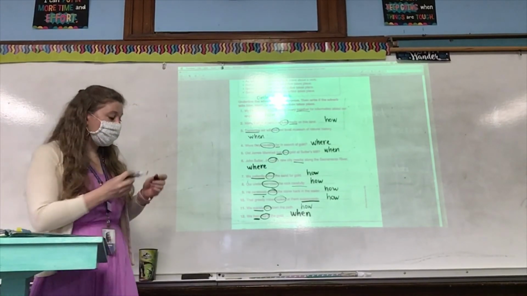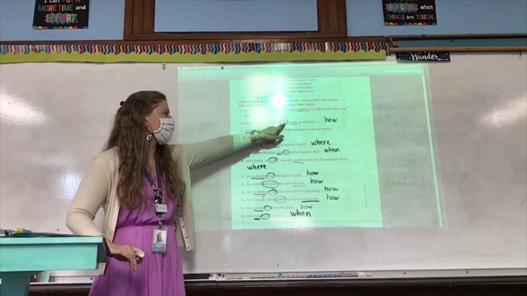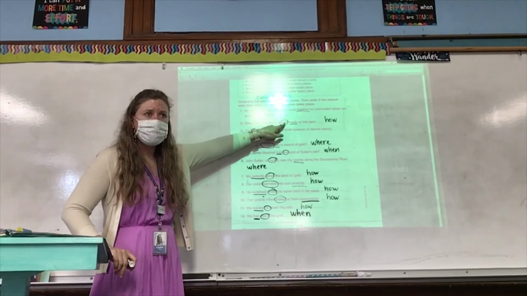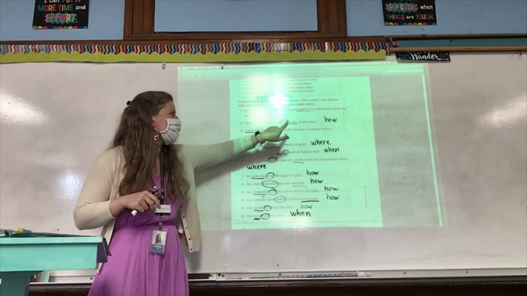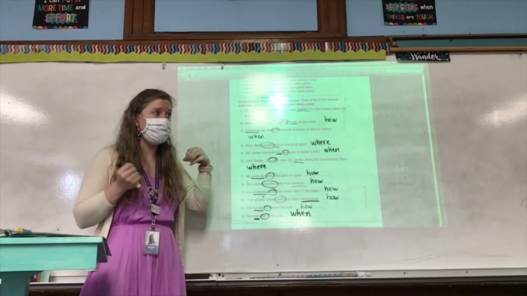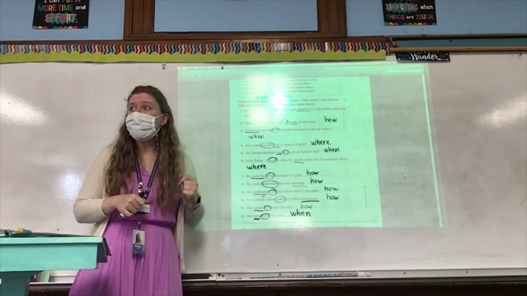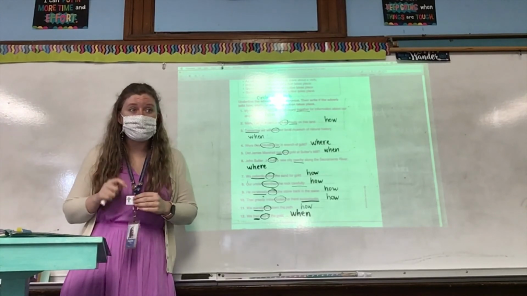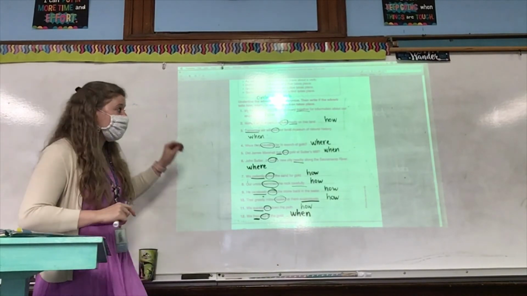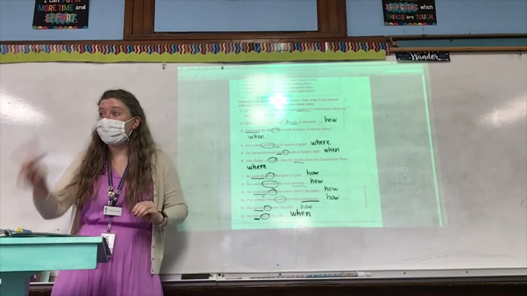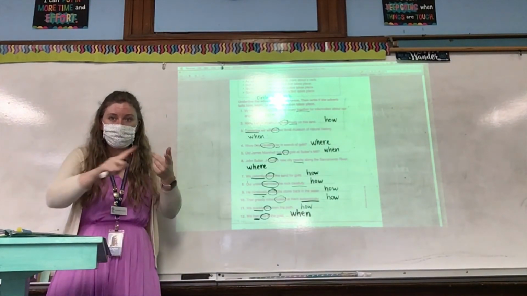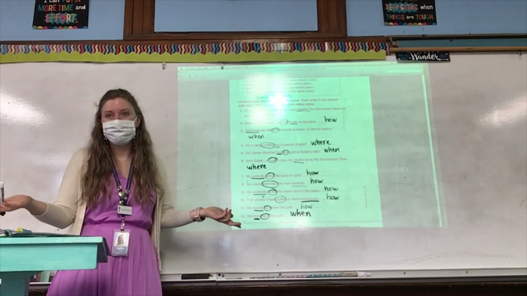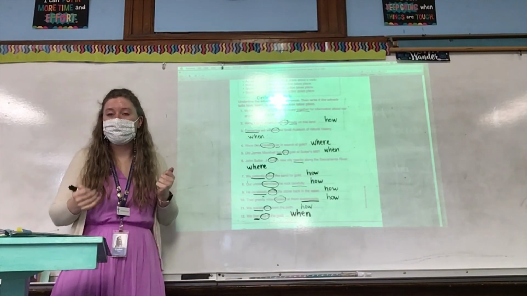So be thinking. Once you find the verb, be thinking, okay, which question answers how did they live? If there isn't one, then try when did they live? If there isn't one, then try where did they live? And make sure the answer is not a noun. If the answer to where they did something is a noun, that's not the adverb, because a word can't be a noun and an adverb at the same time. It can't. It's not possible.